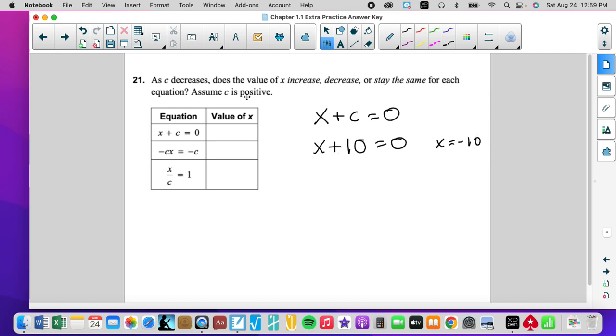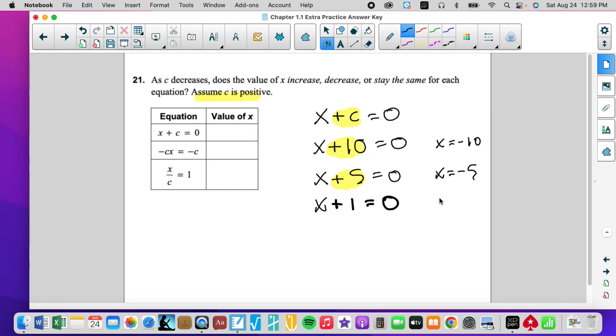What if I decrease c? What if c is 5? What is my x value? X is now negative 5. This is my c value, I'm just substituting values in for c, and it says assume that c is positive, so I'm putting in positive values. Let's do one more positive value. 0 is not positive, so I got to stay relatively positive. Let's do 1.